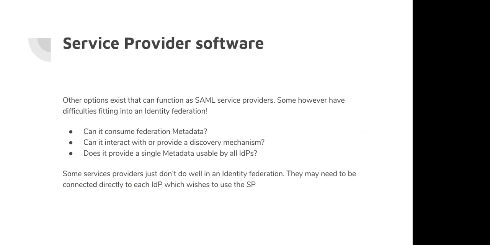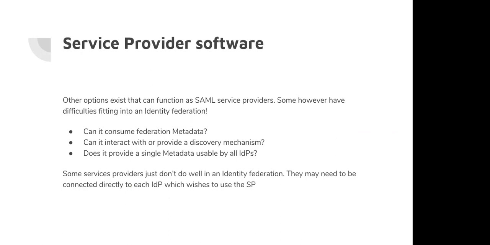If you're looking at using something different to Shibboleth or SimpleSAMLphp, then you need to ask the question: can it consume federation metadata? Can it interact with or provide a discovery mechanism? Discovery is where the user is asked which organisation they're from. And does it provide a single metadata usable by all IDPs? Some service providers will provide a separate instance of their metadata for each IDP that they want to interact with, and that doesn't really work well within the federated model.